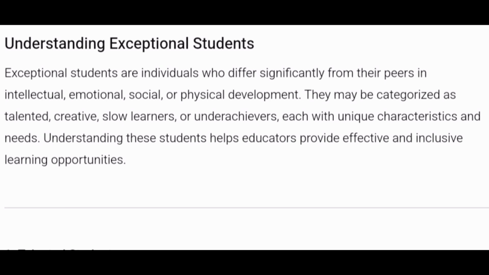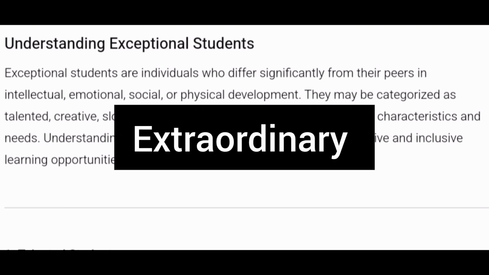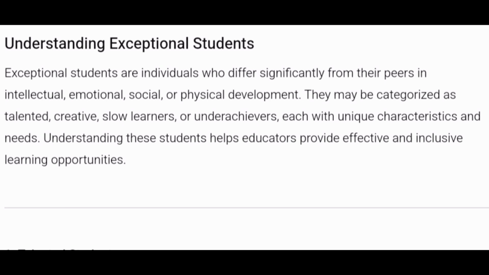Exceptional students are individuals who differ significantly from their peers in intellectual, emotional, social, or physical development. Now you see, exceptional, exception, you understand the meaning of exception, right? It means except that. Suppose I say, I like to eat non-veg except broiler. Or I like scooties except Jupiter. Or I like flowers except jasmine. So these things I can say, which means it's an exception. So exceptional students are individuals, these are the people.